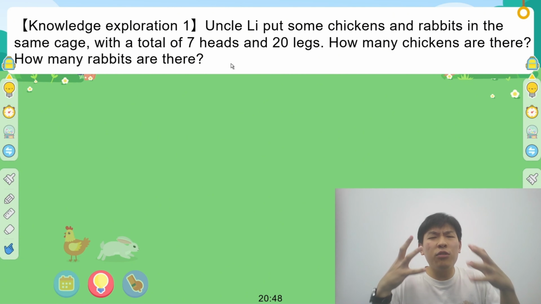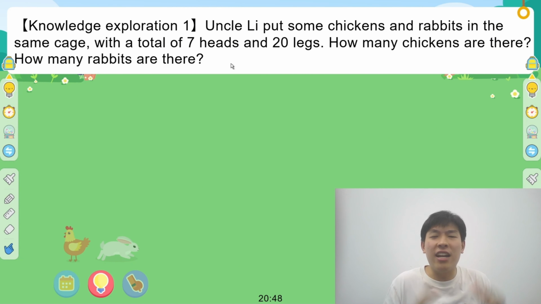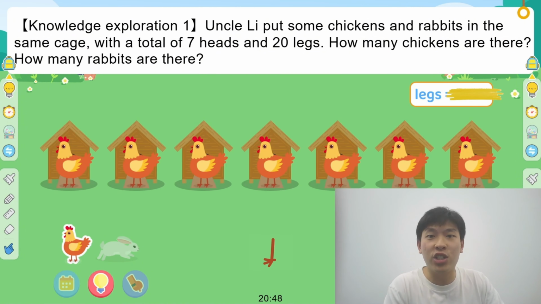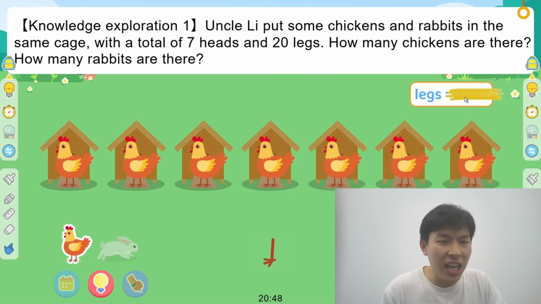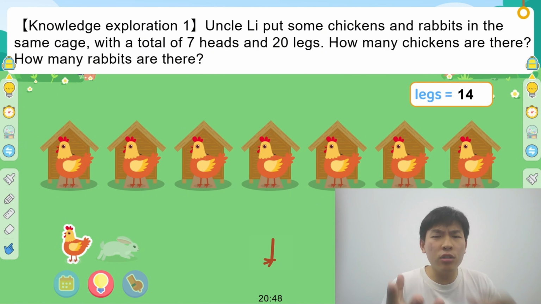So if you don't know how to approach the problem, maybe we can find a very easy case. What if all the animals that we have are chickens? So here we have 7 chickens. How many legs do we have? 2 times 7, that is 14 legs. How many legs should we have? 20. So how many more legs do we need? Yes, we need 6 more legs.